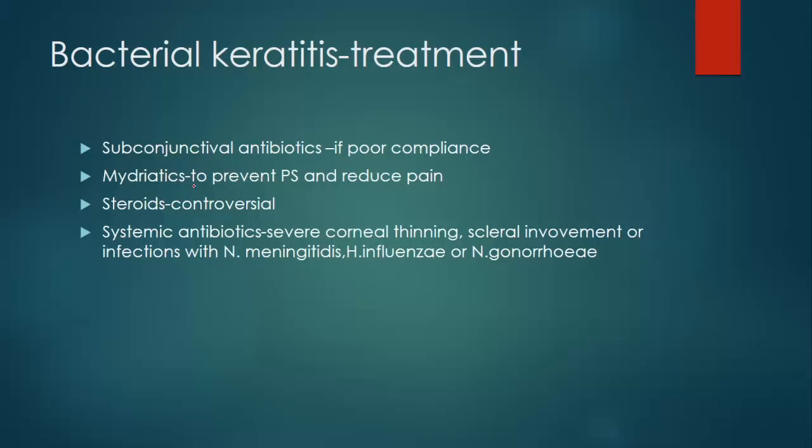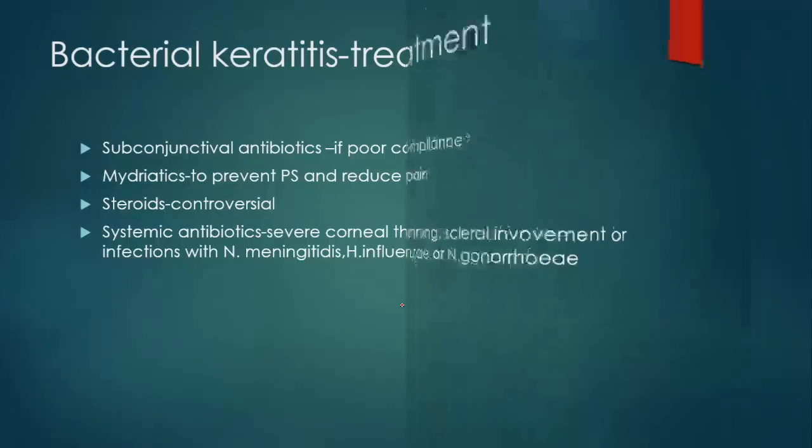It's usually not used unless the inflammation exceeds the infection. Only in those cases can steroids be used. Systemic antibiotics can be used in very severe cases of corneal ulcer, in cases where there is corneal thinning, or if there is scleral involvement, or the infection is because of the Neisseria group of organisms or H. influenzae. In these cases, you can use systemic antibiotics.